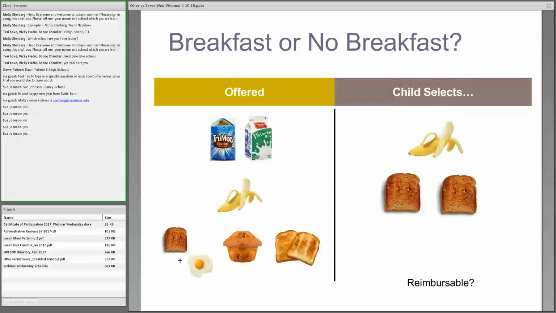Are there any questions about these breakfast meals? Okay. This one is reimbursable. How do you currently offer your fruit at breakfast? Are you offering a couple different types of fruit, or do you offer a fruit plus a half cup juice at breakfast?